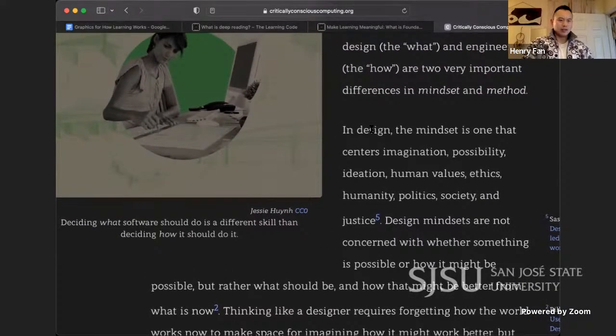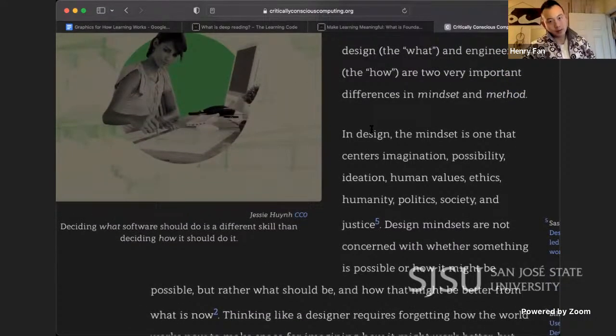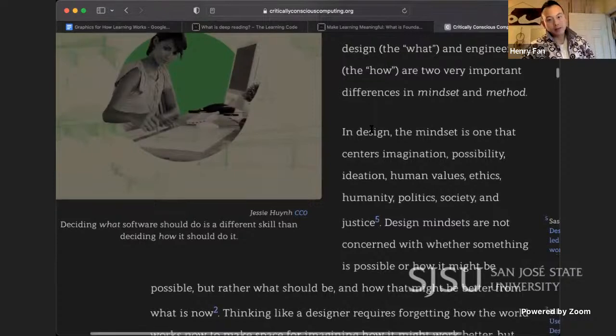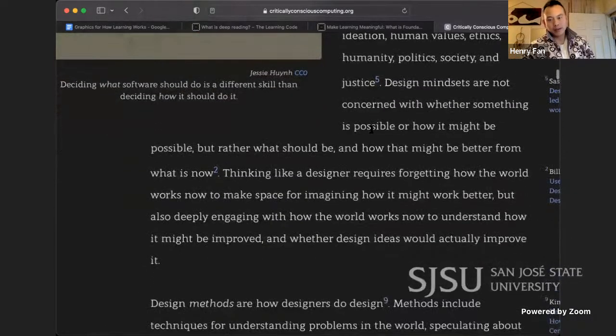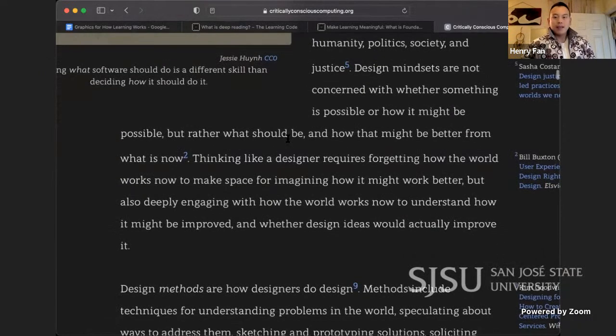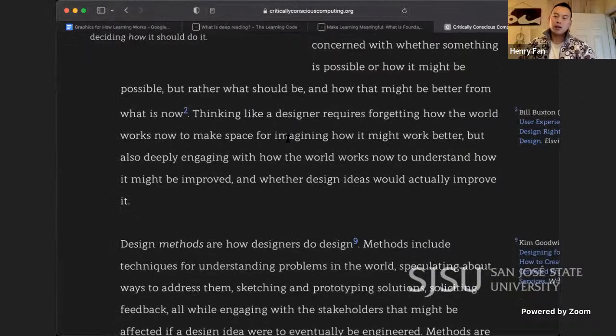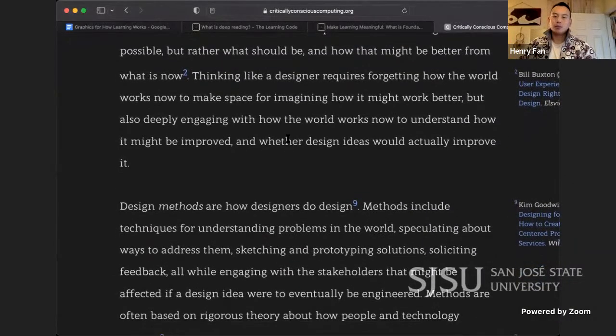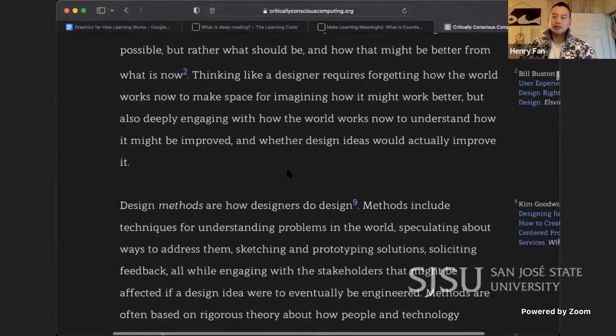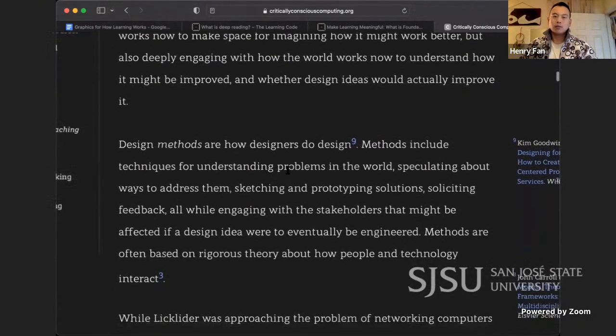There's an image subtitled "Deciding what software should do is a different skill than deciding how it should do it." So a woman seems to be working in front of a desktop and drawing some designed symbols. Thinking like a designer requires forgetting how the world works, to make space for imagining how it might work better, but also deeply engaging with how the world works now to understand how it might be improved and whether design ideas would actually improve it.